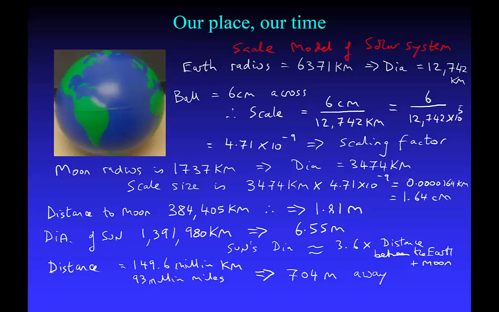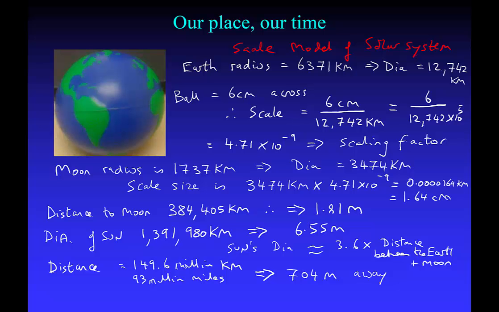So if the Earth were the size of the squeeze toy, the moon would be 1.8 meters away, and it would be the size of this little piece of Play-Doh. The sun would be 6.5 meters across, and it would be roughly 700 meters away.